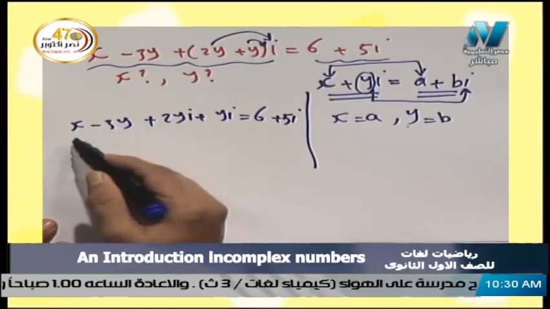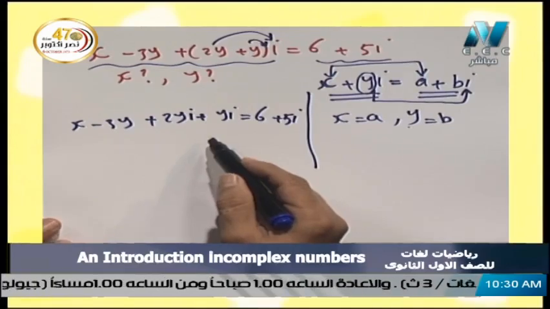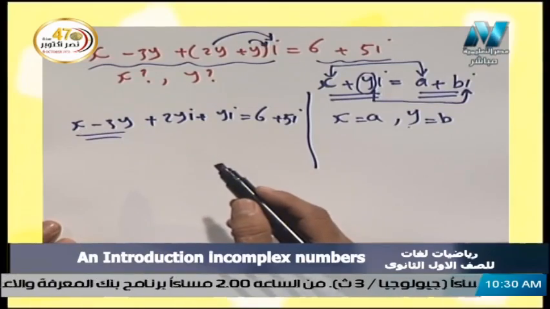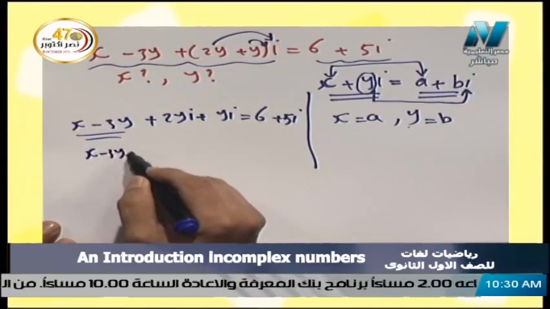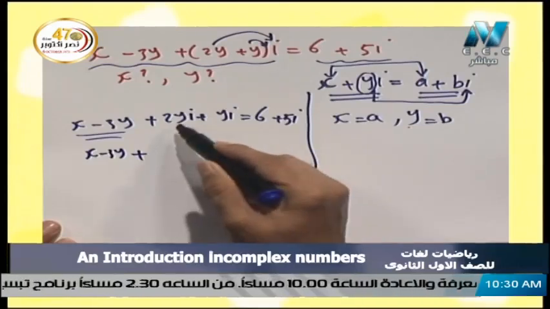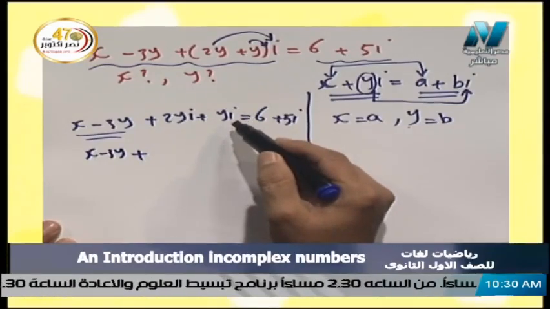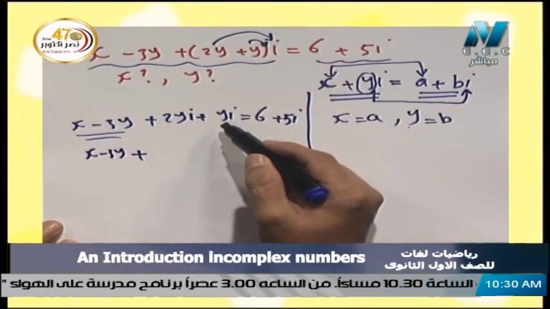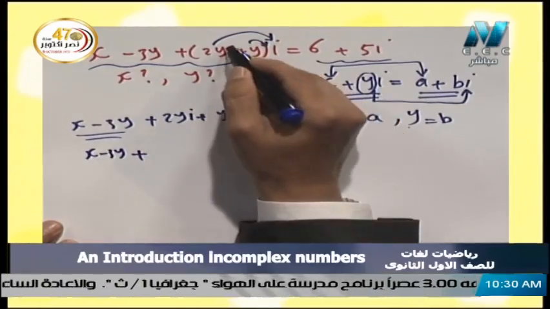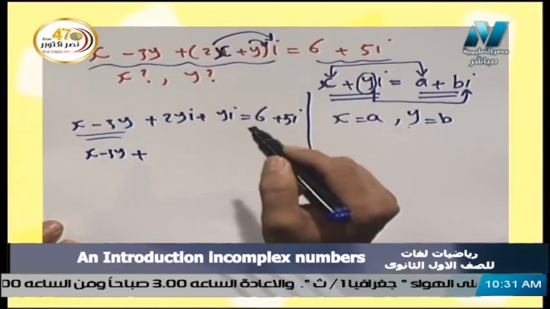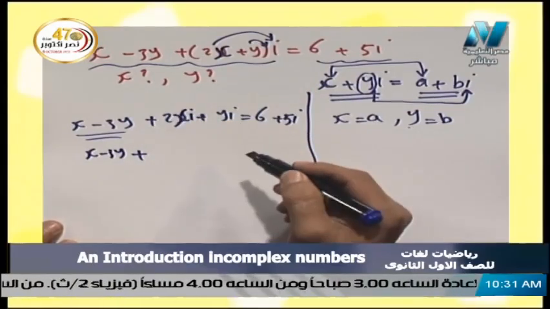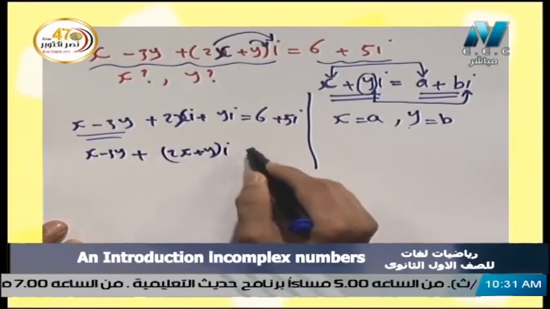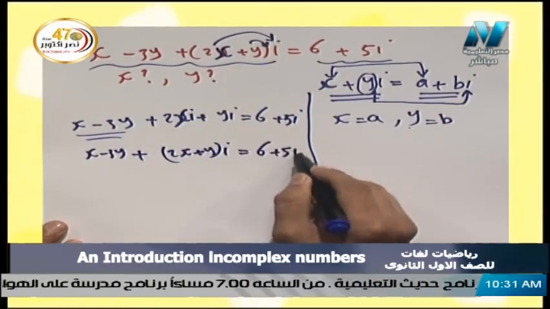We can add the real numbers with each other. Here we have x minus 3y plus 2y plus y. Sorry, something is wrong here, it's x. So we can say 2x plus y multiplied by i equals 6 plus 5i.